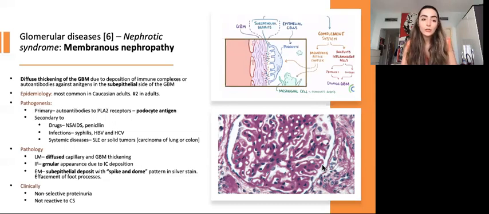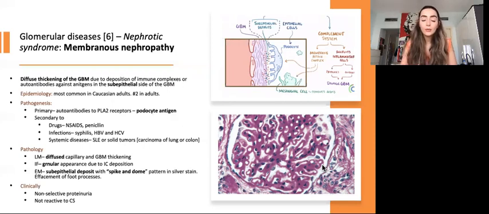Or it can be secondary to some drugs such as NSAIDs or penicillin, infections, syphilis, HPV or HCV, or systemic diseases such as lupus or solid tumors such as lung carcinoma or colon carcinoma. And then on the pathology side, on light microscopy, you have diffuse capillary and glomerular basement membrane thickening, while on immunofluorescence, you have a granular appearance due to immune complex deposition.